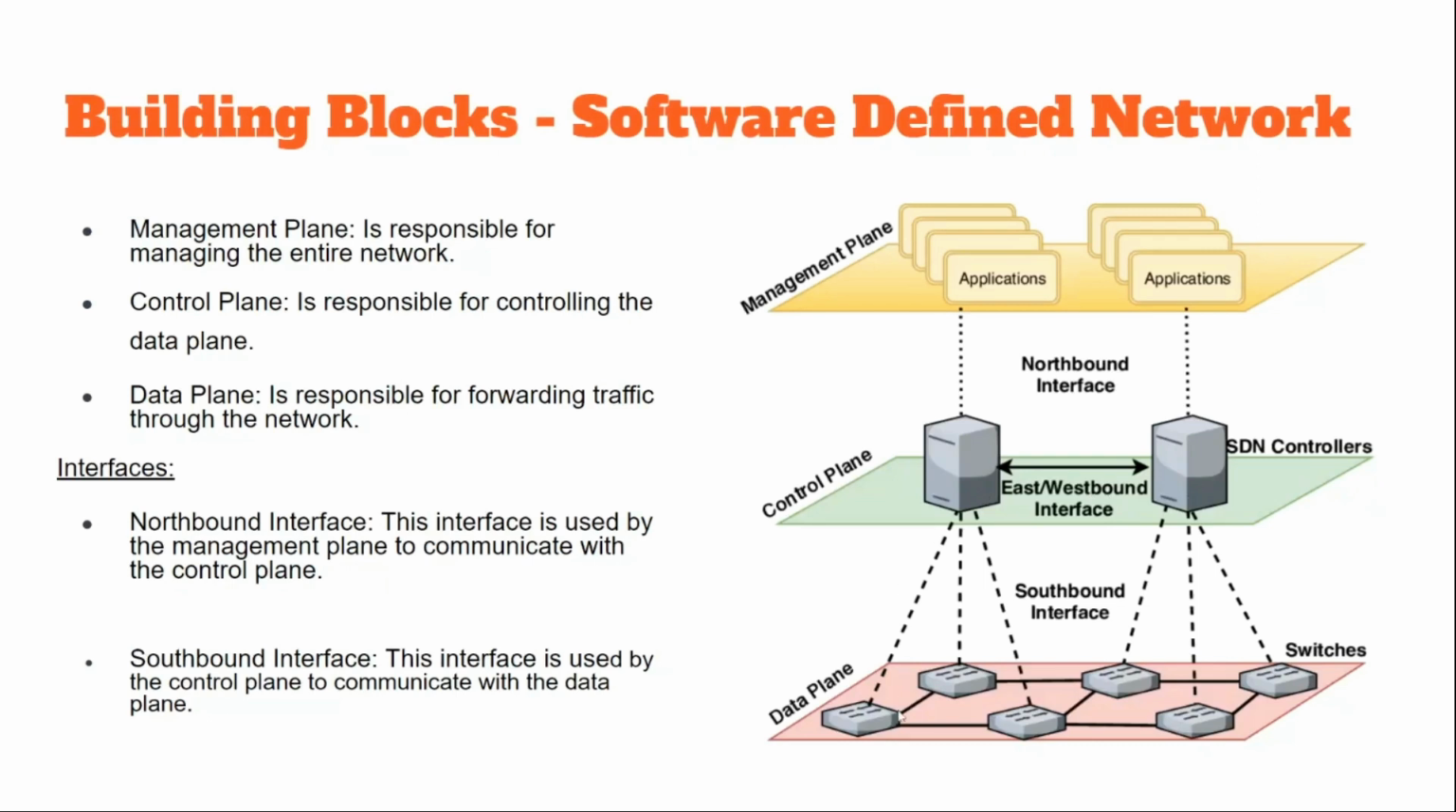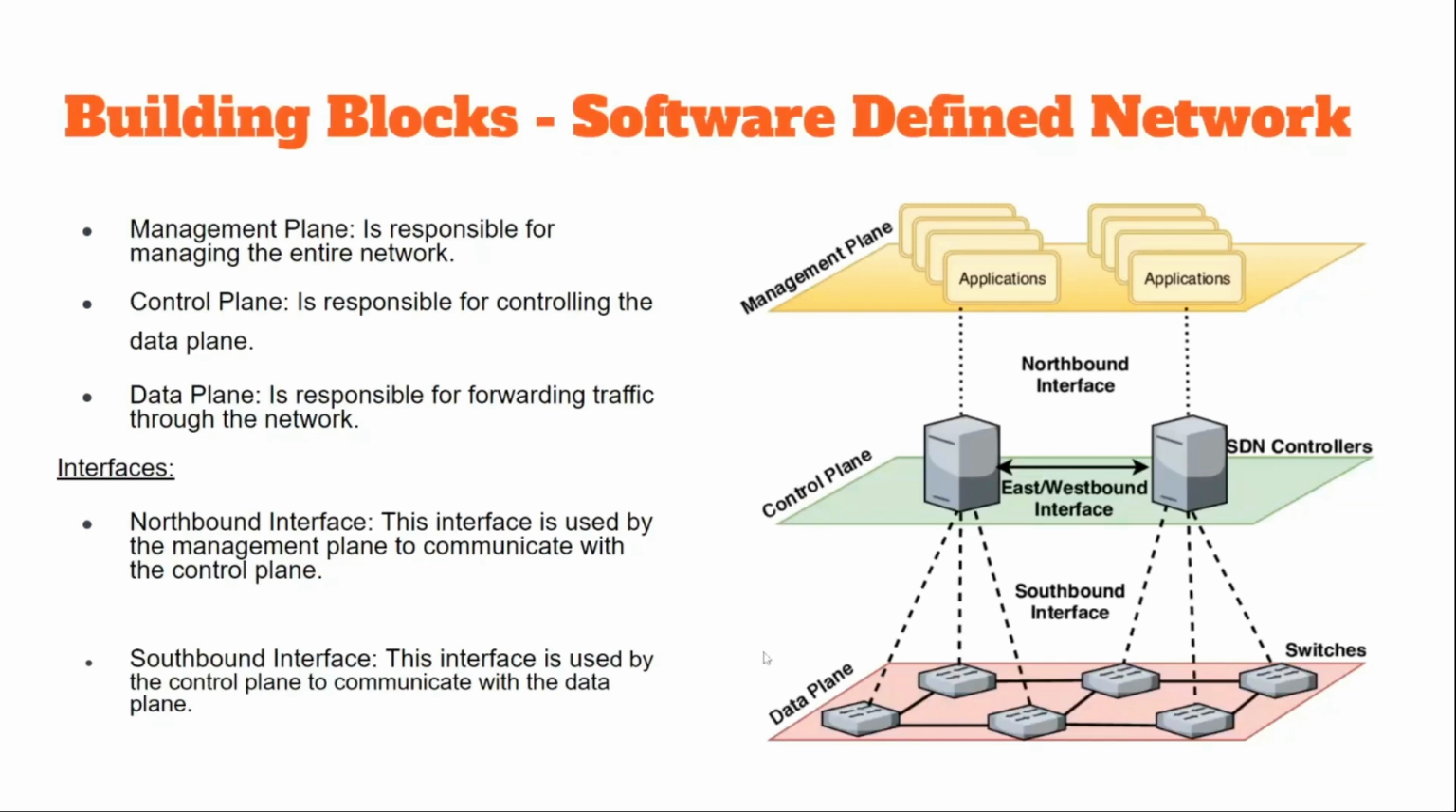Coming down, we have the data plane, and it is responsible for forwarding traffic through the network. So the decision comes from the control plane, and the data plane devices, or the switches here, they just obey those rules, or they just work accordingly to the suggestions given by the control plane. Now, how is this communication happening between the data plane, the control plane, and the management plane? That is with the help of these interfaces.